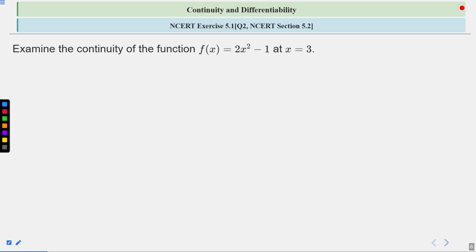Again, we will try to calculate by the limit method. You can also try the graphical approach, but we can try by the limit method also. We basically have to find the continuity of the given function at x equal to 3. So we will try to calculate the limit as x tends to 3 of f(x), and we will calculate f(3). If the limit as x tends to 3 of f(x) is equal to f(3), then we can say that the given function is continuous. Otherwise, the given function will be discontinuous.